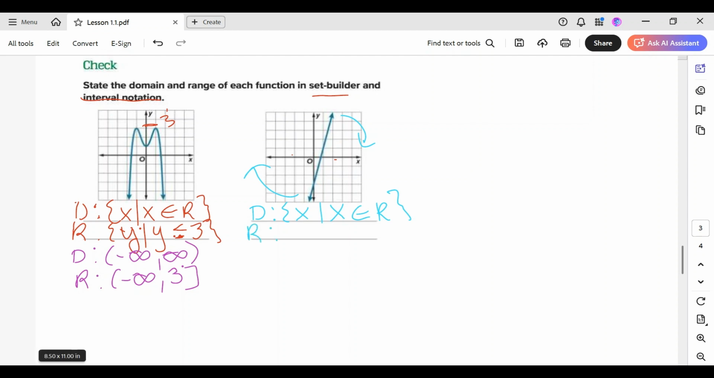Our range in this instance, again, if I were to run it parallel, lay it on the y-axis, your y values are also going to be y, where y is all reals in this instance. In interval notation, then the domain is going to be from negative infinity to positive infinity, and the range is also negative infinity to positive infinity.